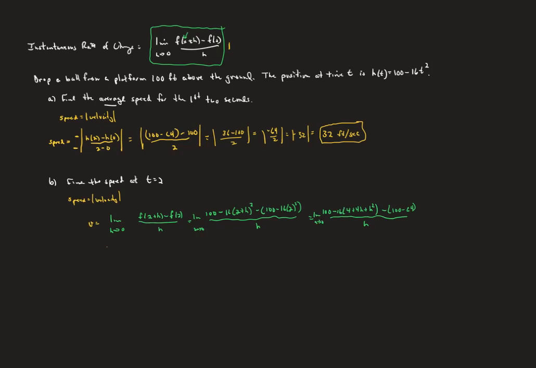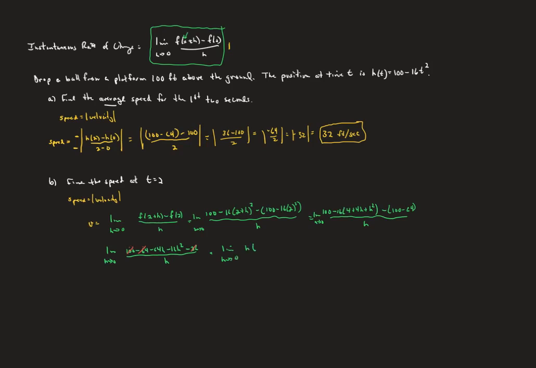So let's see, we've got the limit as h goes to 0. That's going to be 100 minus 16 times 4 is 64. 16 times 4 again is going to be a minus 64h and a minus 16h squared. And 100 minus 64 was 36, so that's a minus 36 all over h. So we can see 100 minus 64 is 36, and that's going to cancel with the negative 36. As we have seen many times before, anything without an h in it should cancel, and it has.